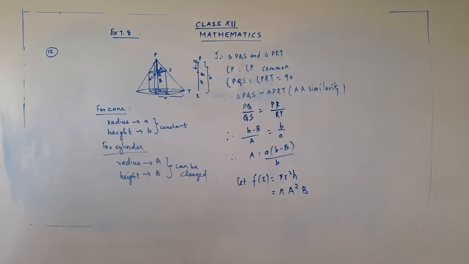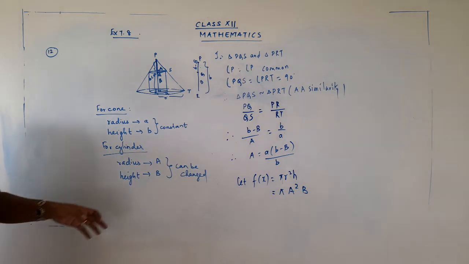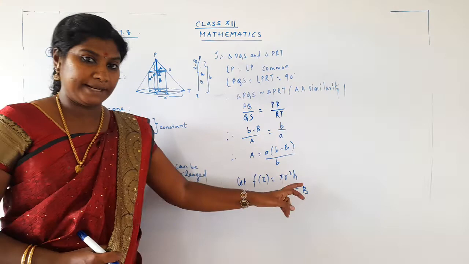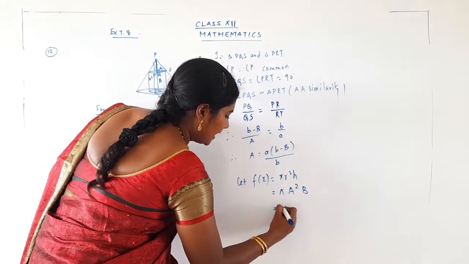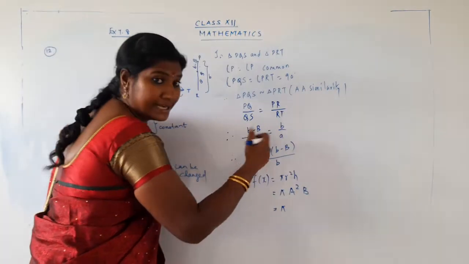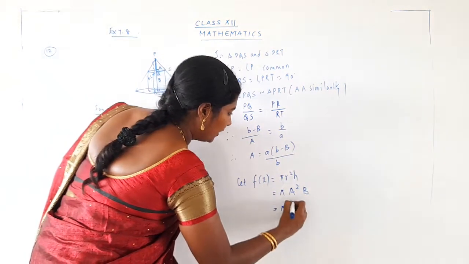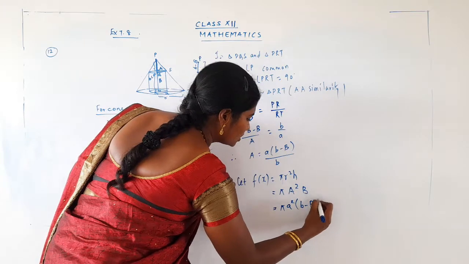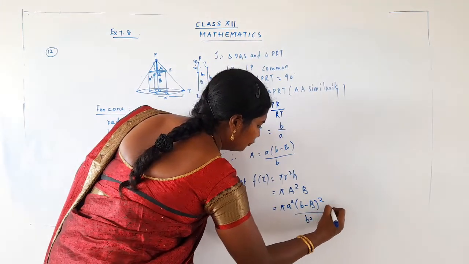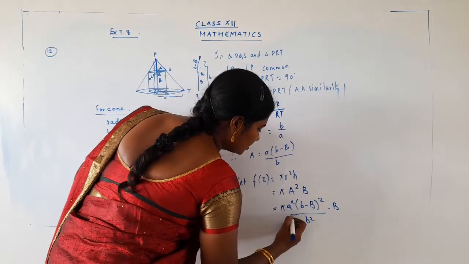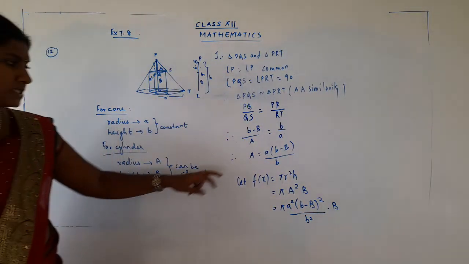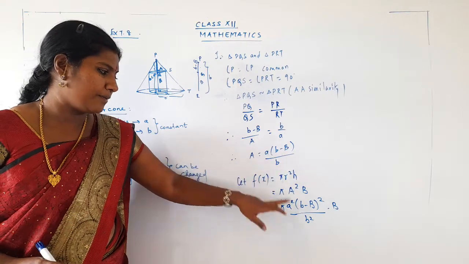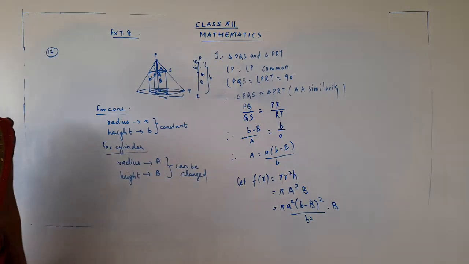Okay, done? So now we are going to substitute the value for A, because we should not keep two variables. We have to keep a single variable. So I'll get this is equal to pi A square. I'll directly write down the value. So A will turn to a square, b minus B the whole square upon b square, into B. So this is what I get.